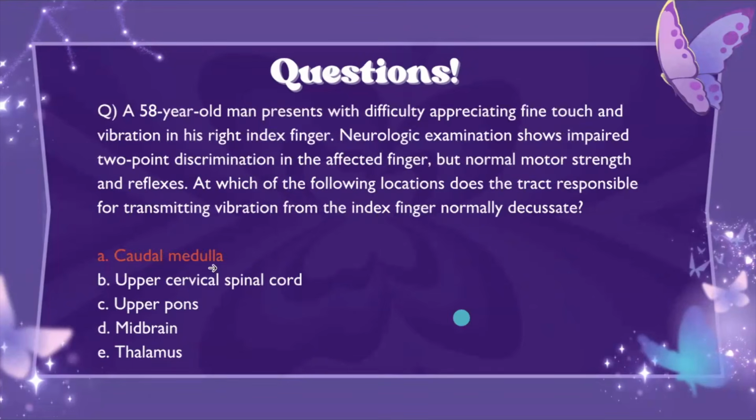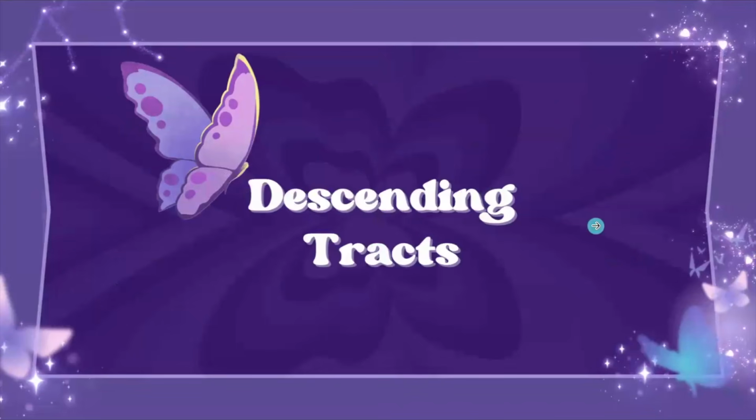Okay. Why is this the caudal medulla? Because over here it's talking about two-point discrimination, okay? Where would you find two-point discrimination? Dorsal tract. Specifically, what was it called? Medial lemniscal tract, okay? The medial lemniscal tract, where did it decussate? At the level of the medulla, not the spinal cord, okay? Specifically, where? The caudal medulla, which is the lower part of the medulla, okay? We're done with ascending, time to move on to descending.